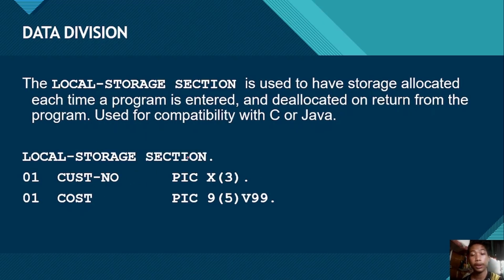So the local storage is used to have storage allocated each time a program is entered and deallocated when returned from the program, used for compatibility with C or Java. So an example is this one, local storage section. Then we have the customer number and the cost.